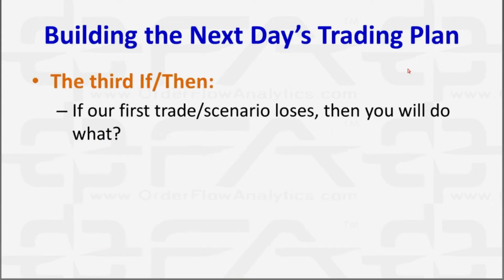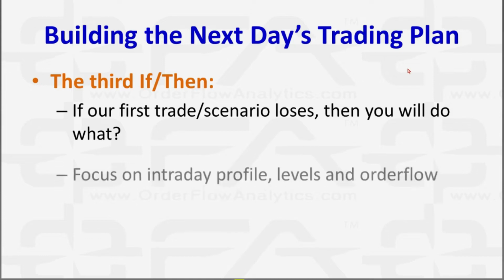So I want to see what happens. The third if-then is if the first trade scenario loses. So it starts moving, we've got a trade scenario. If the first trade wins, that's good, the market's doing what we expect it to do. If it loses, then what are you going to do? What does that tell you about the market? What are you going to do?